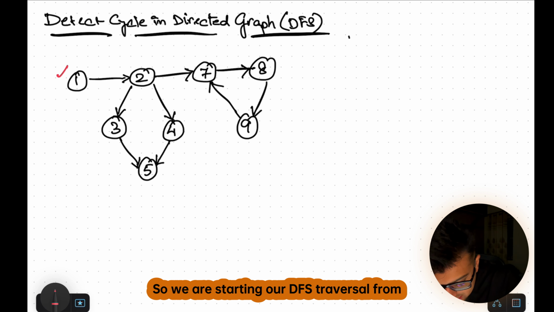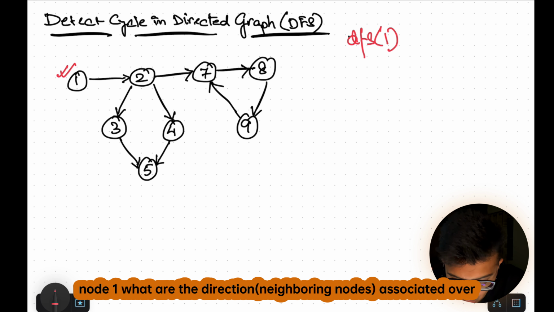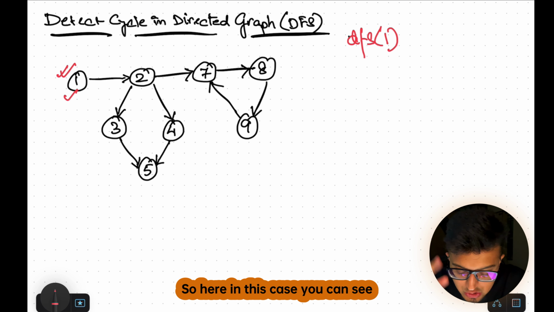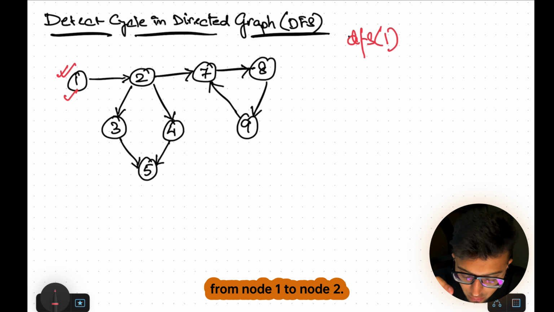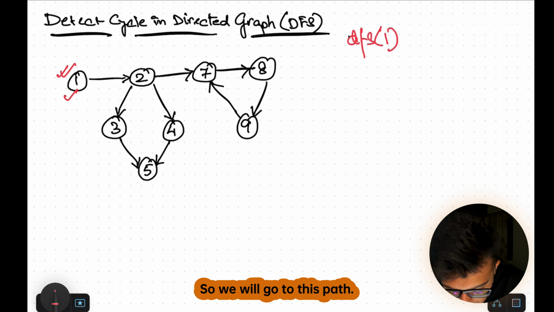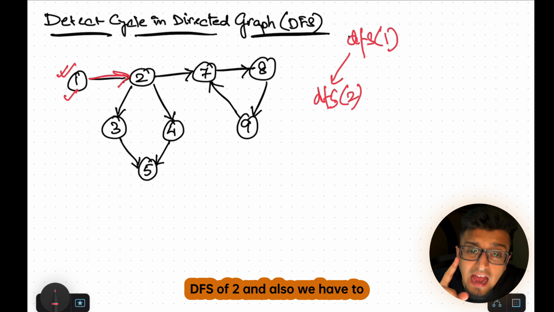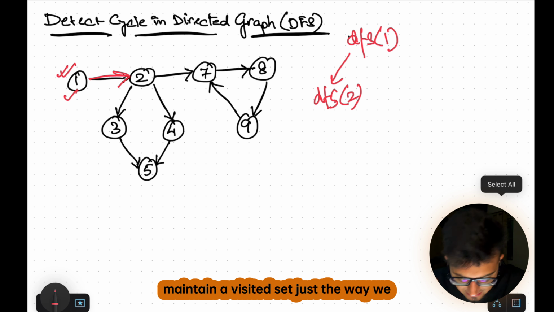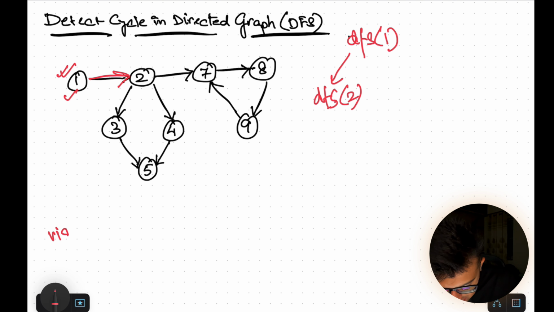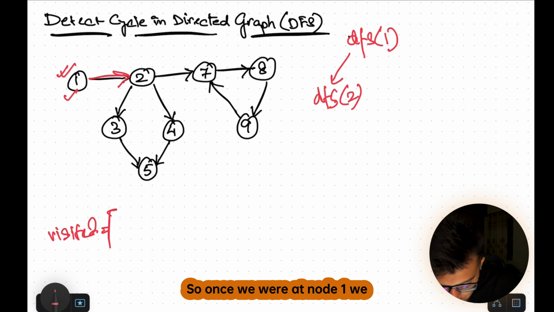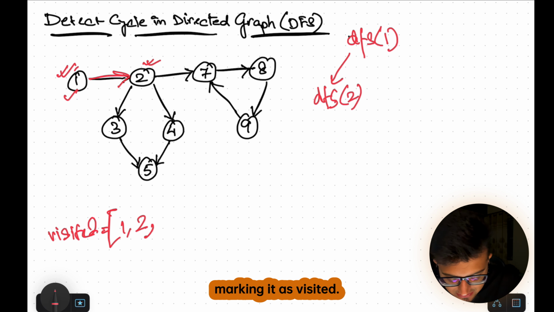So we are starting our DFS traversal from node 1, and here we will check from node 1 what are the directions associated over here. In this case, you can see the direction associated is from node 1 to node 2. So we will go to this path. From node 1 we will go to DFS of 2. And also we have to maintain a visited set, just the way we do the DFS traversal. So we will consider a set called visited. Once we were at node 1, we marked it as visited. Similarly, when we reached node 2, we mark it as visited.